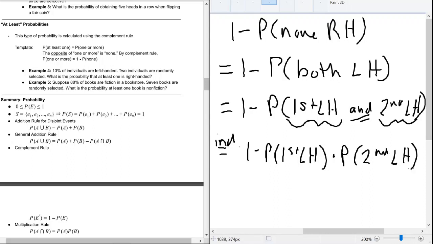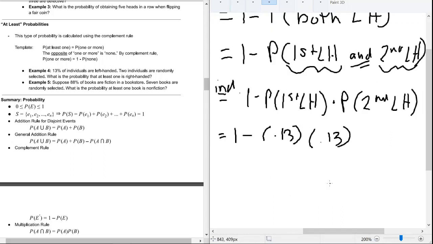Okay. So continuing here, the probability that a person is left-handed in a population is 13%. Okay, and keep in mind we have a complement rule going on here. So 1 minus 0.13 times 0.13 is 0.9831.